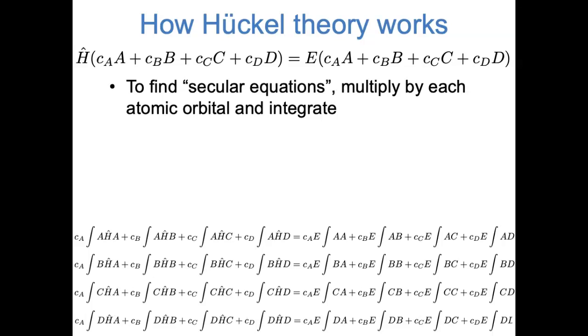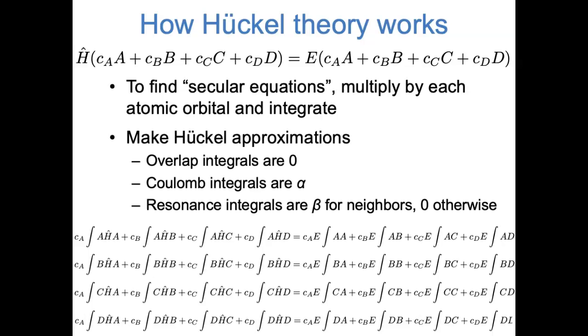It would be really difficult to solve these equations exactly, because they have a lot of integrals that integrate orbitals over all space. They include a Hamiltonian operator that has a lot of terms that we haven't written out. But in Huckel theory, we can make some big approximations to find the values of these integrals. The Huckel approximations are shown here, and we'll look at them one by one.